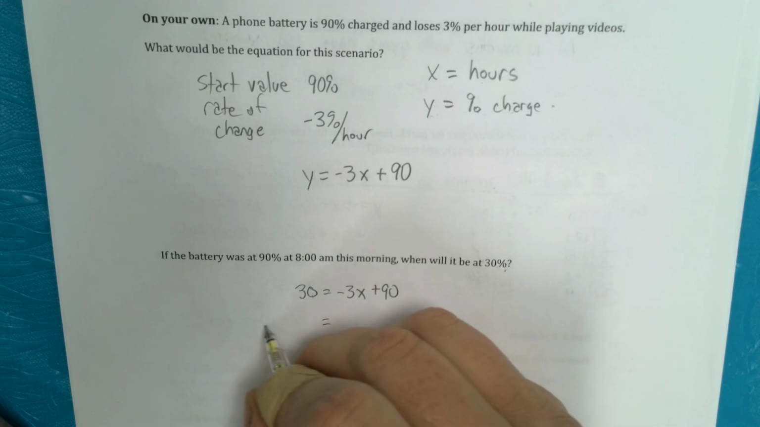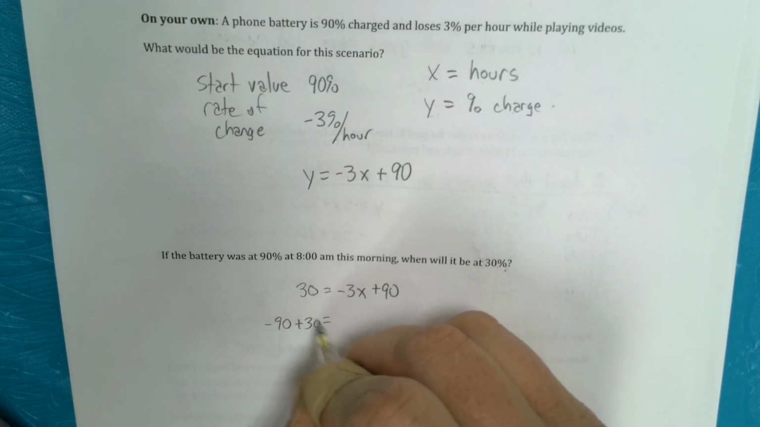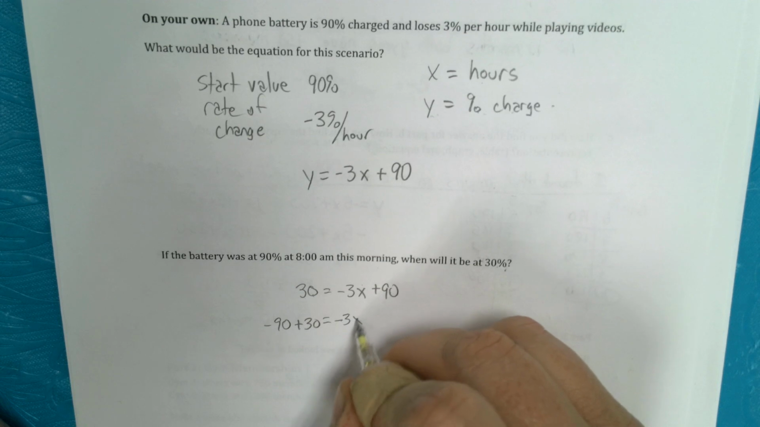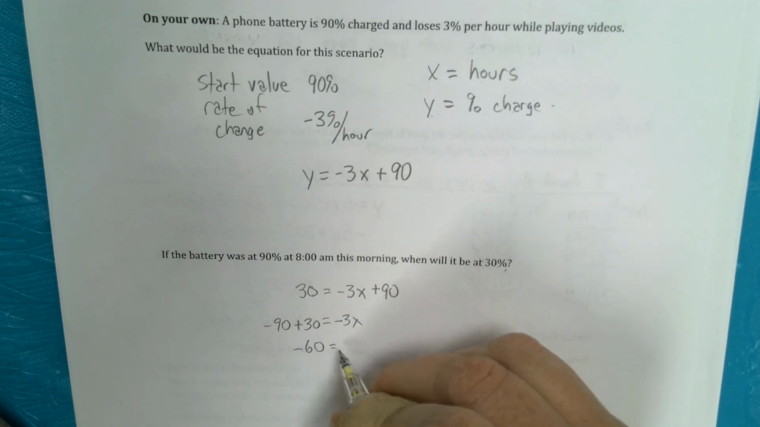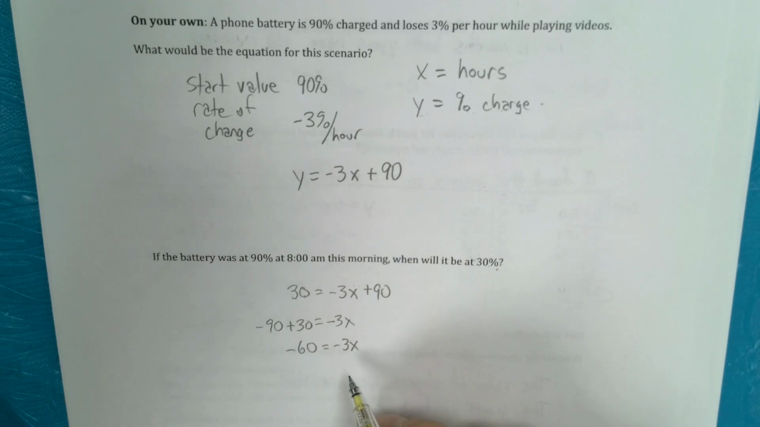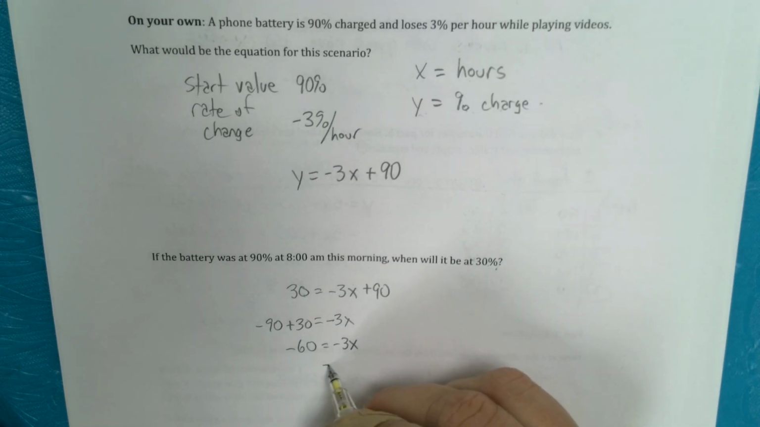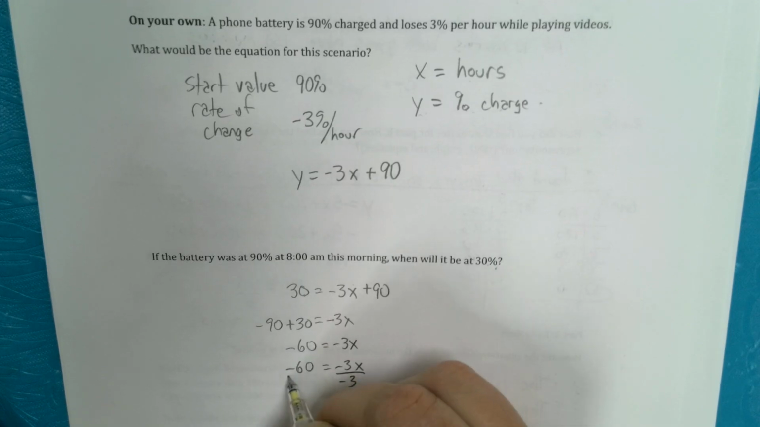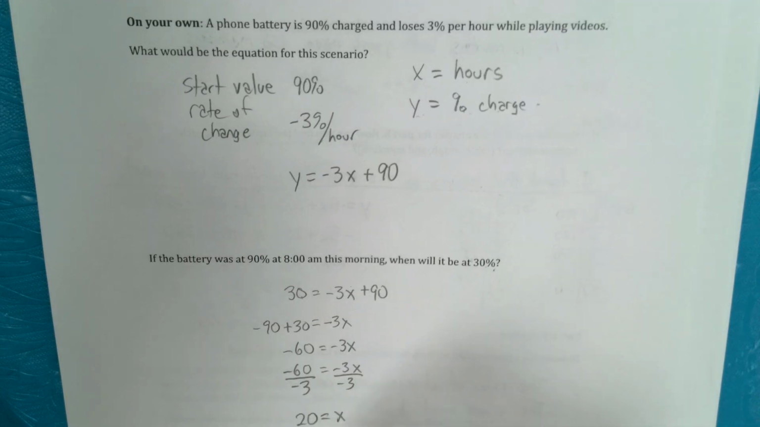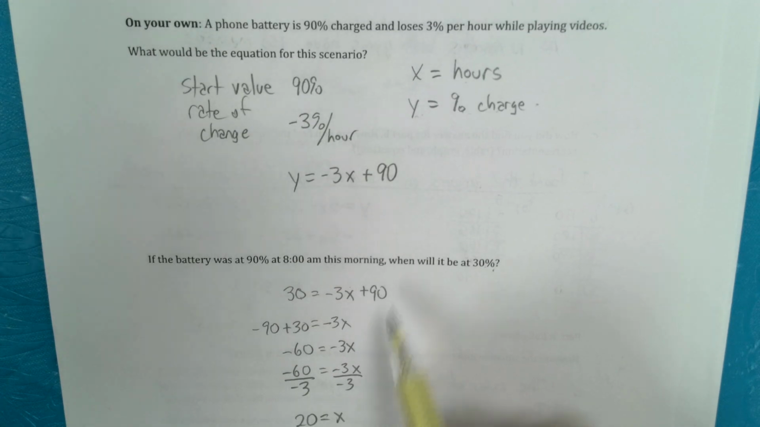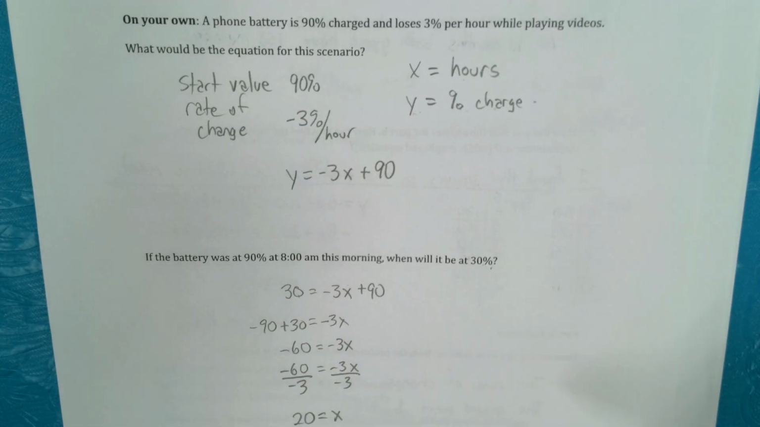Now let's go and do our math. We're going to flip the 90 over. It becomes a negative 90. 30 stays the same because it never moved. Negative 3x stays the same because it never moved. We have a war here. Negatives win with 60 left over. And then we're going to do our last step, which is dividing. We always divide by whatever's in front of x. Here's a negative 3x. So we will divide by a negative 3. So we get x equals 20. So that's 20 hours. That's how long it's going to take for that phone to go from 90% to 30%.